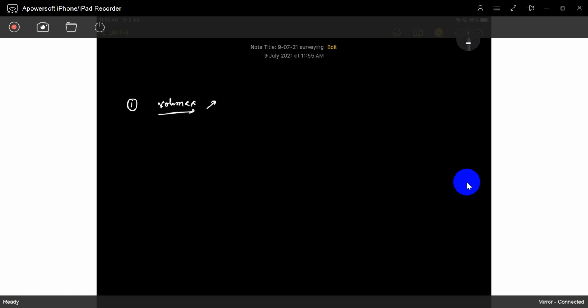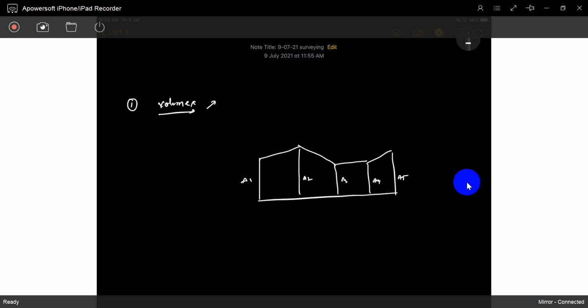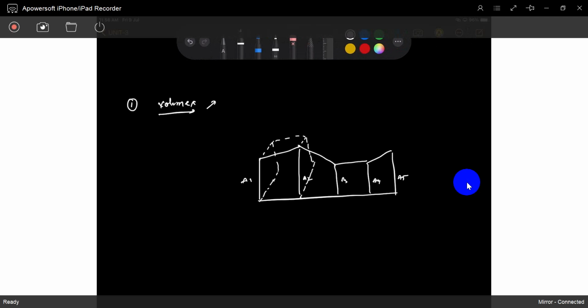If areas are there, this is area 1, 2, 3, 4, 5. See, this is an area. We already discussed this yesterday. This is area 1, area 2, that's area 3.